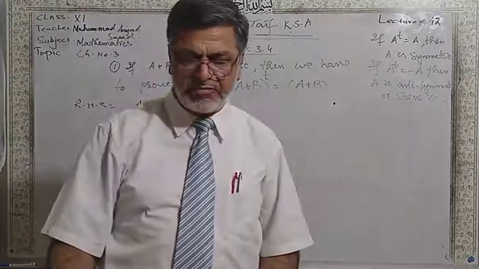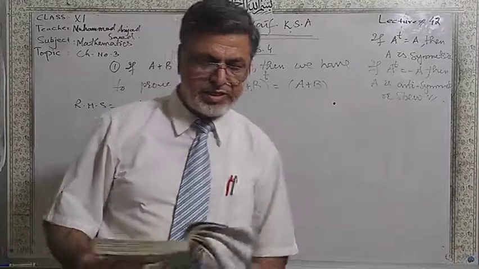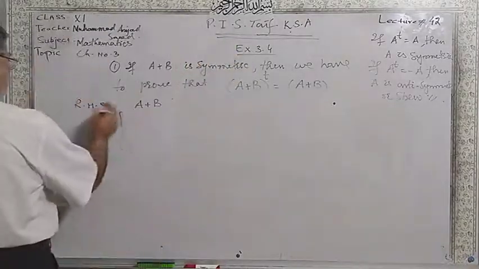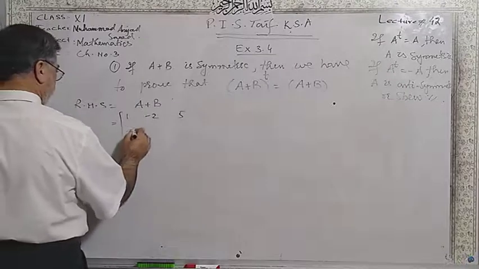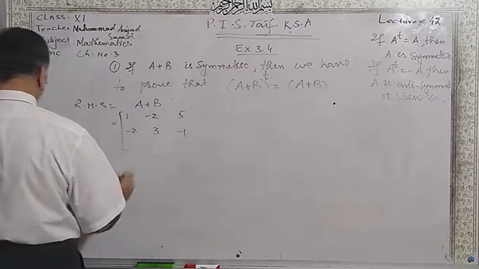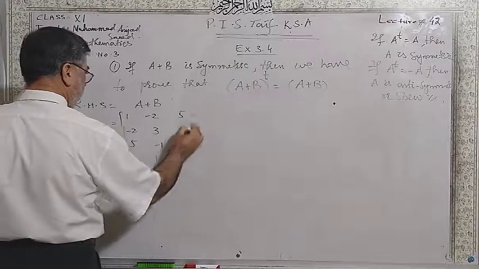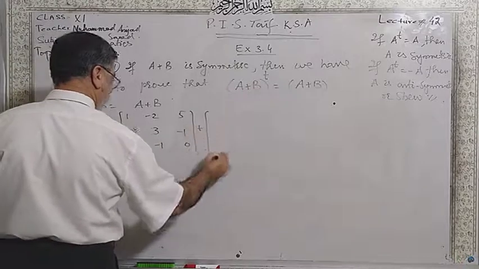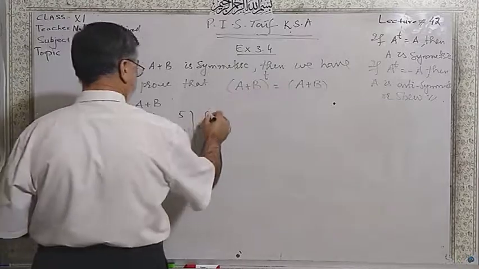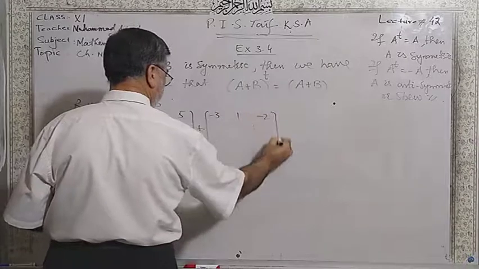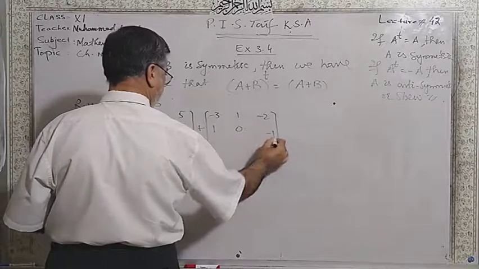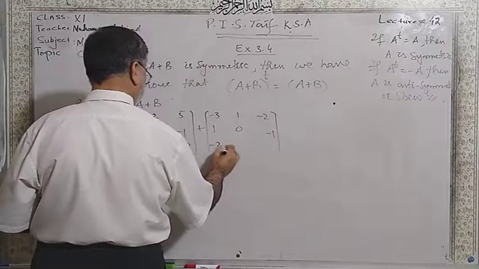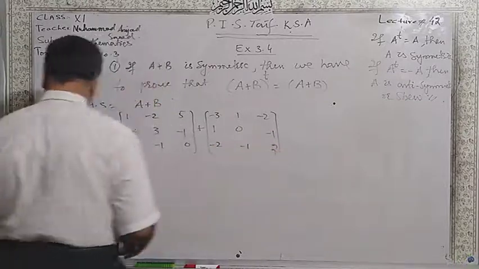We have to add them. 1, minus 2, 5, minus 2, 3, 1, minus 1, 5, minus 1, 0. After that we have B: minus 3, 1, minus 2, 1, 0, minus 1, then minus 2, minus 1 and 2.